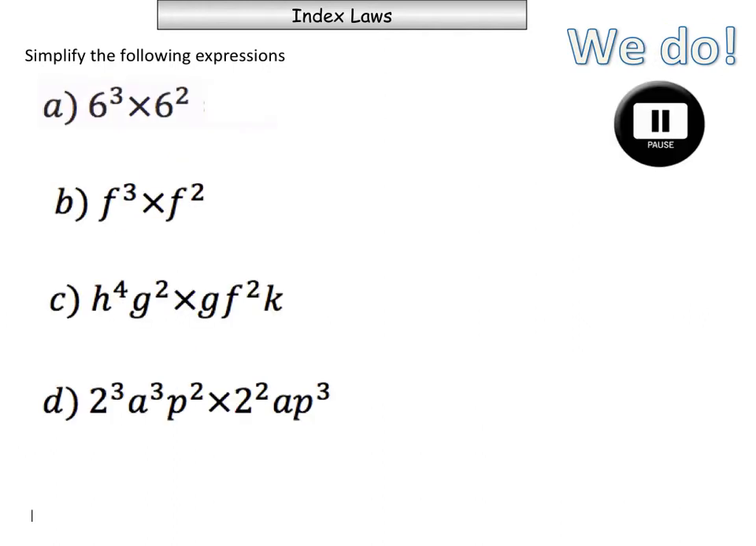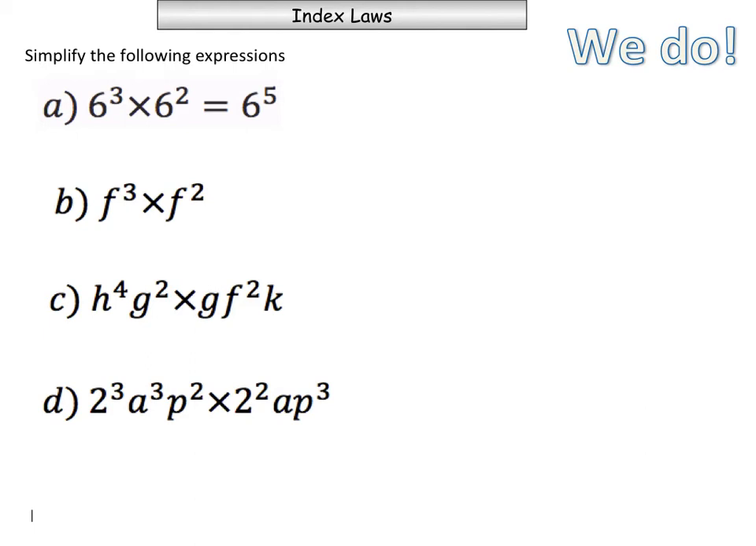Okay, this is an opportunity for you to do this with me, just to make sure that you've got a good grasp on the concepts that we've just learnt. So for the first one, have a go at that. Alright, 6 to the power of 3 times 6 times 6 to the power of 2. We just need to add the indices because they do have the same base. And we get 6 to the power of 5.